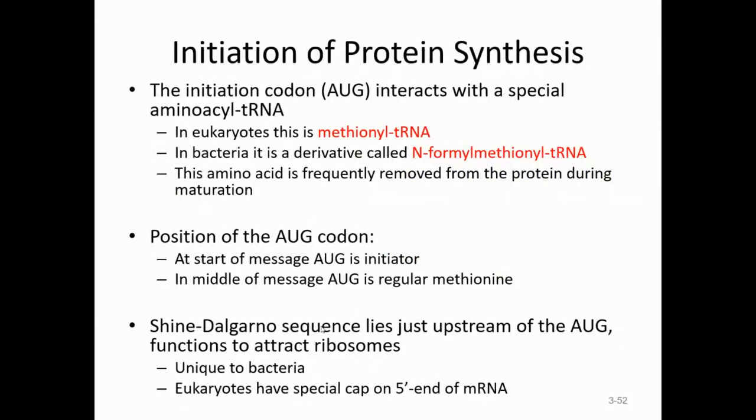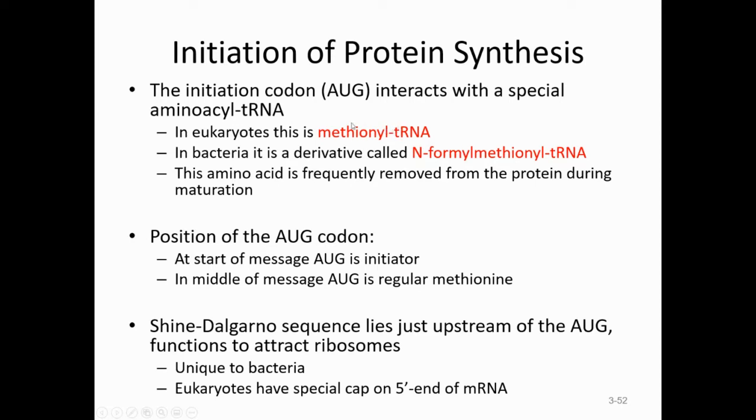To initiate the synthesis, of course, we need a specialized tRNA, the tRNA that carries the amino acid. For the bacteria, for the initiation, they need this modified tRNA, that is formylmethionine tRNA. For the eukaryotic cell, just regular methionine tRNA.